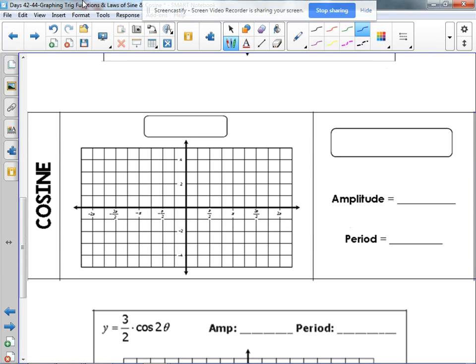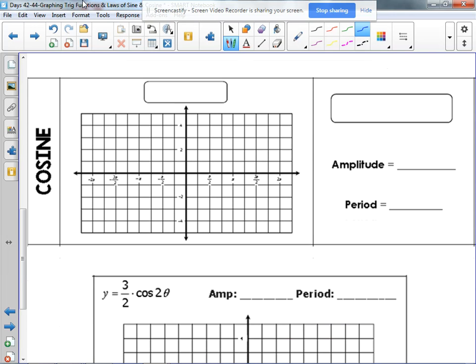Cosine is pretty much exactly the same. Think about your relationship between sine and cosine. Pretty much the values are just kind of flip-flopped a little bit. At 0, the value of cosine is 1. At pi over 2, the value of cosine is 0. At pi, we're at negative 1. At 3 pi over 2, we're back at 0. At 2 pi, we're back to 1. And then we just have the mirror image of that on the left side.